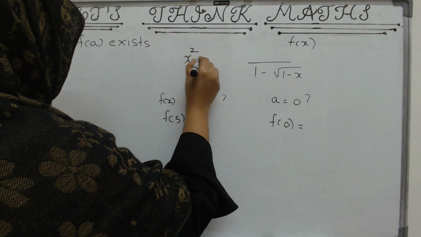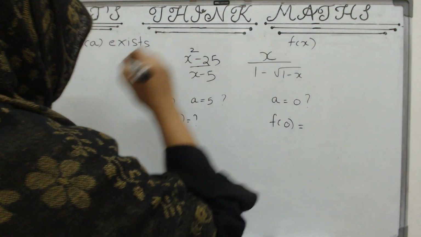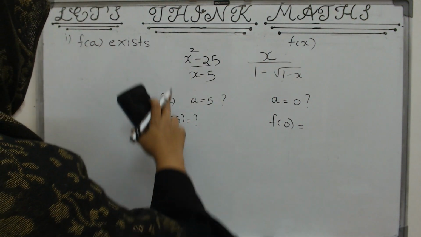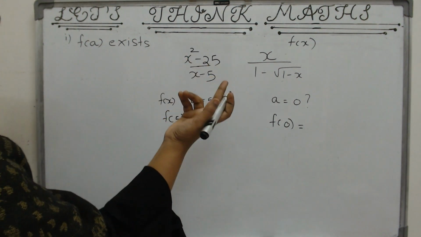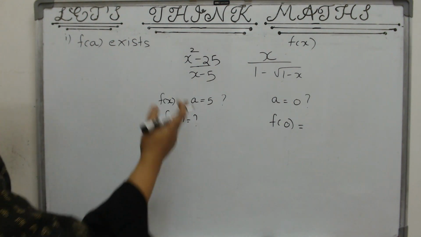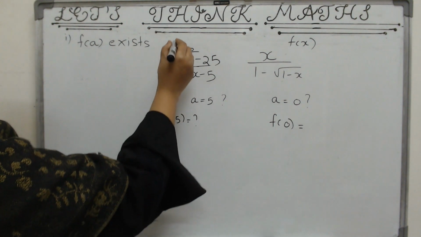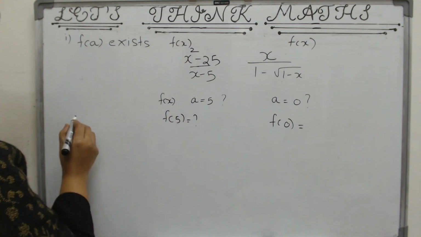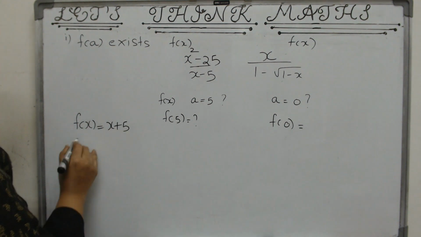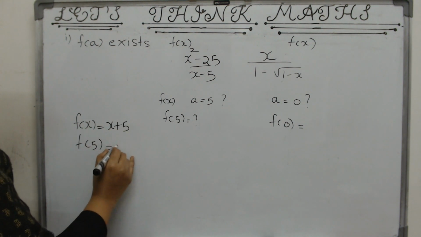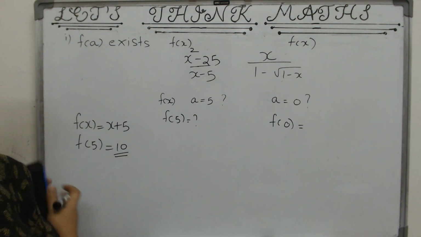What if in the numerator you have this? What if in the numerator this is the term you have? Then what happens? x square minus 25 is what? It is applying the a square minus b square term. What is this? It is x minus 5 into x plus 5. So this whole f(x) now becomes what? It is just x plus 5. So f of 5 will be what? It will just be 10. So there is no problem. It is real. It is finite.